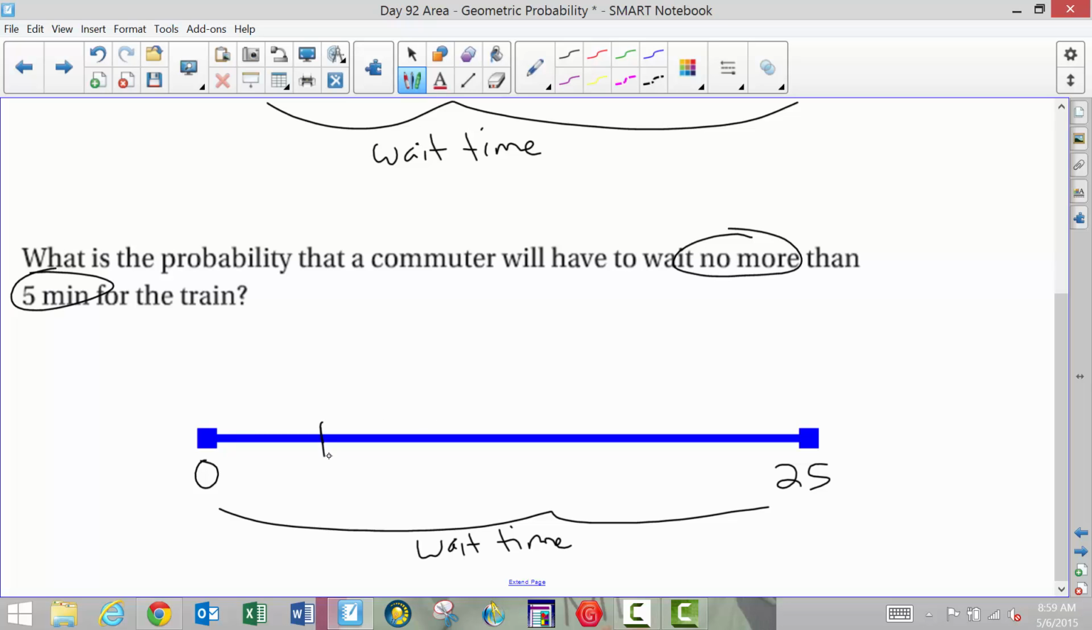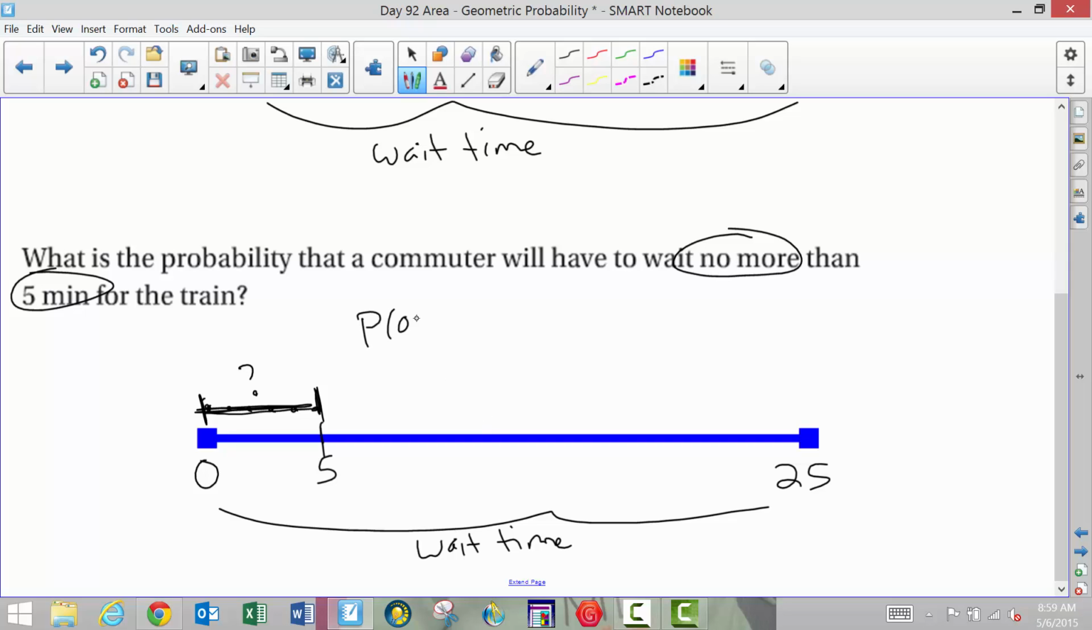Well, that means he can either wait 0, 1, 2, 3, 4, 5. So that's the segment length we want. What's the chance he's going to wait between 0 and 5 minutes?